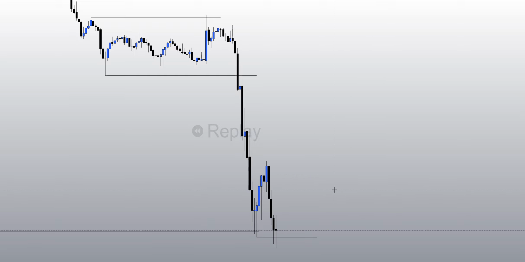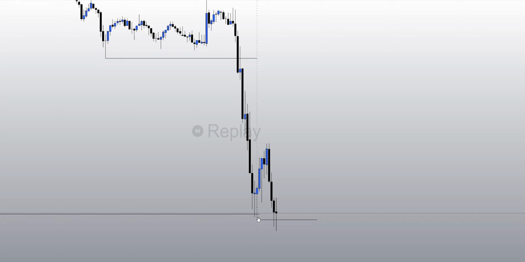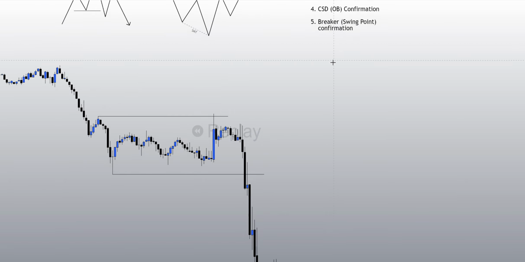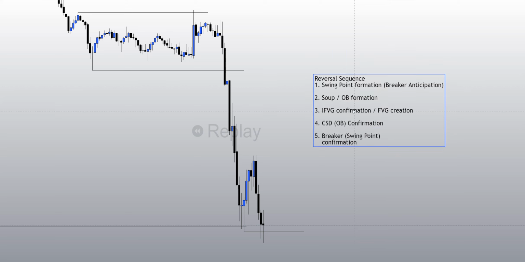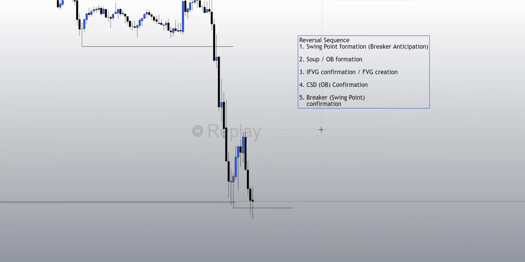Okay, stopped. Now I'm going to focus us on the swing low that was put in at liquidity. What are our steps? Right? We need a swing point to form first. Now we have a swing point. We need it to be souped and create an order block. Ideally, what didn't we do here? Didn't create an order block.